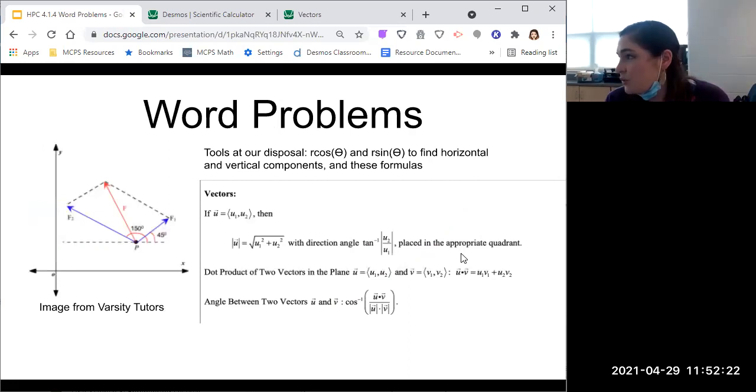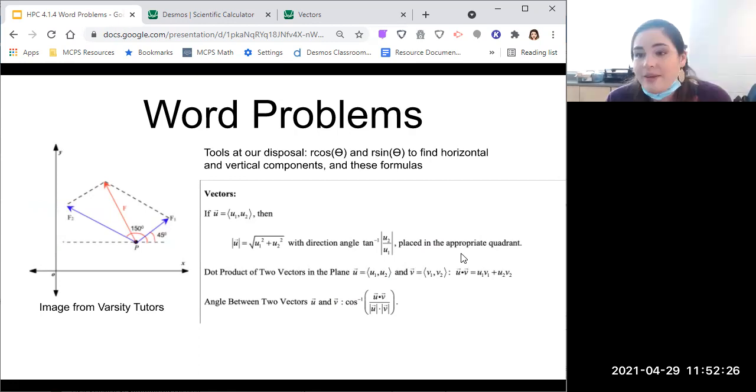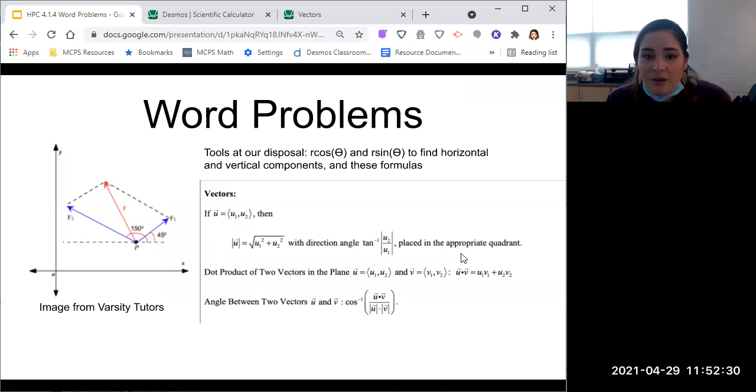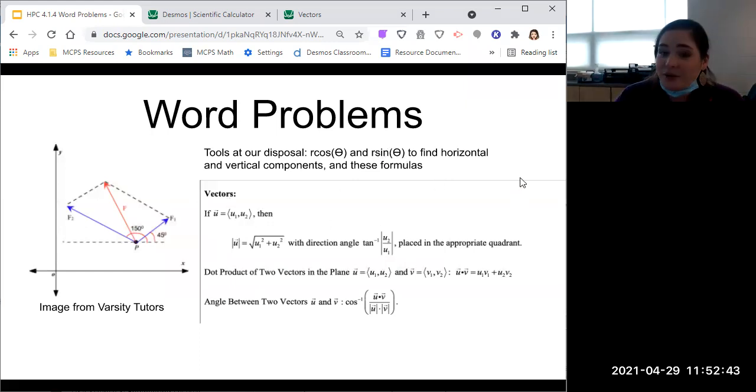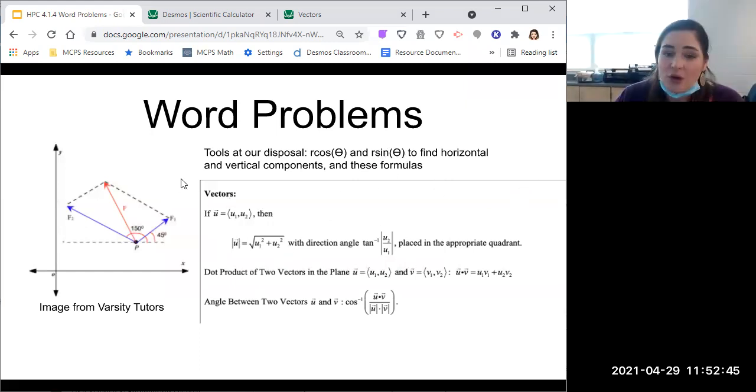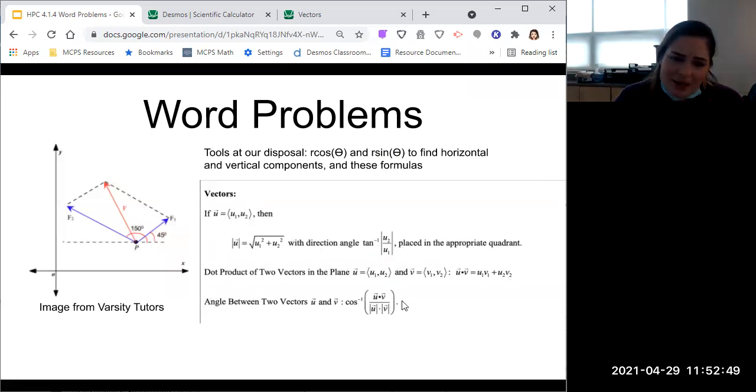Okay, we're going to switch gears to word problems. There are so many things you could do with word problems with vectors. We're going to limit it to finding horizontal and vertical components, sums, and magnitude and direction. So these are all the tools we have at our disposal. Remember that magnitude cosine theta and magnitude sine theta find our horizontal and vertical components. And then we have these formulas below from our formula sheet on magnitude, direction, dot product, and angle.